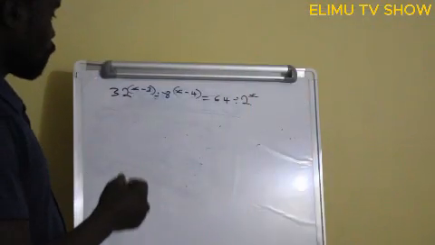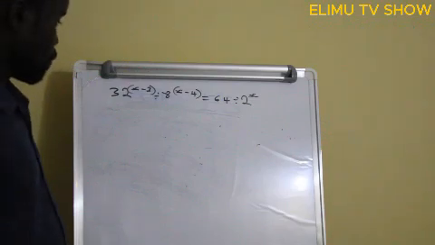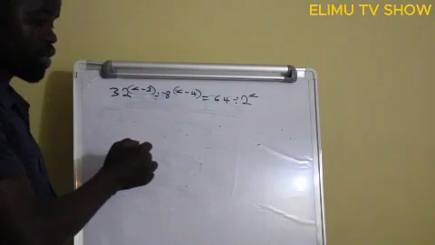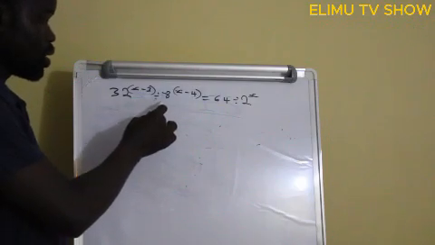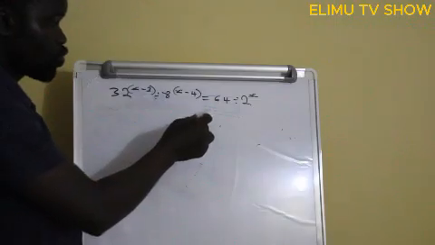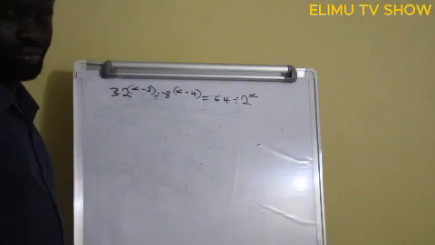Let us try to solve this equation. So we have 32 raised to power x minus 3, divided by 8 raised to power x minus 4, equals 64, divided by 2 power x.